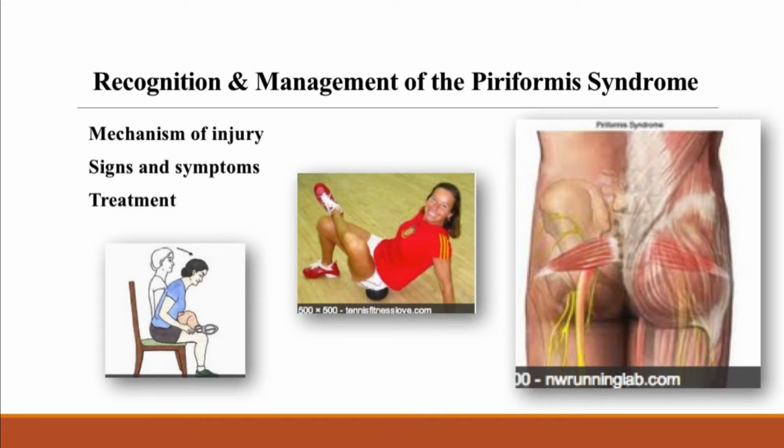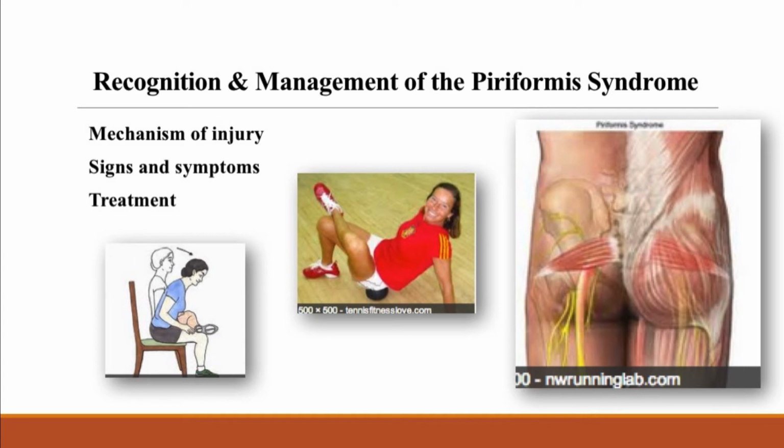The piriformis muscle is V-shaped and connects the femur to the hip. It enables the thigh to laterally rotate at the hip. The piriformis sometimes compresses the sciatic nerve, causing pain in the buttocks that possibly radiates down the back of the thigh. The signs and symptoms of piriformis syndrome include a deep pain in the buttocks with possible radiation down the thigh and down the leg.